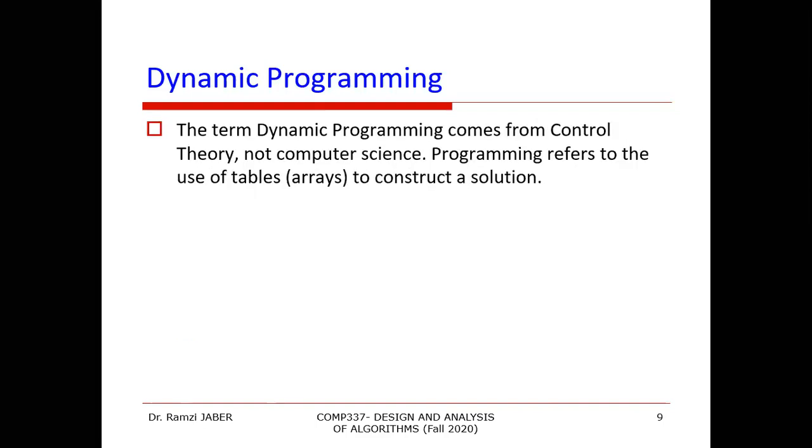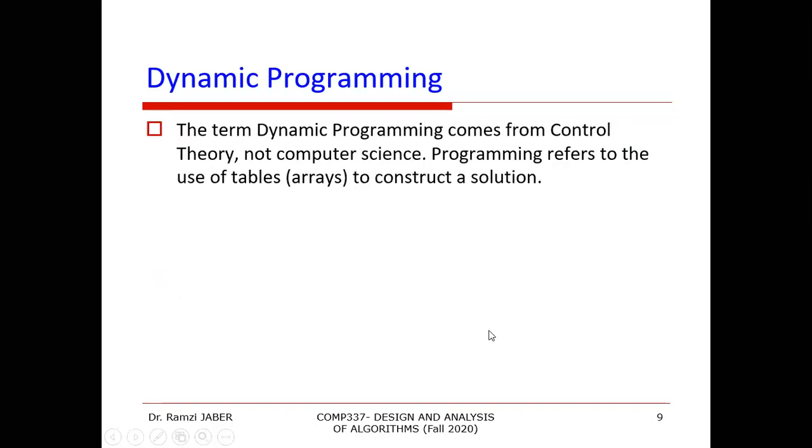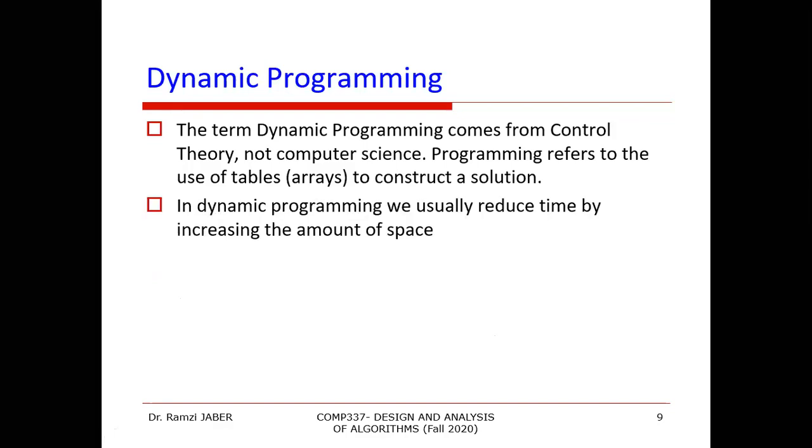So here, as you can see, it's a divide and conquer algorithm, the same, combining solutions to subproblems. But in dynamic programming, the shared subproblems, we calculate them once. The term dynamic programming comes from control theory, not from computer science. So programming here refers to the use of tables or arrays to construct a solution. So we must save the values.